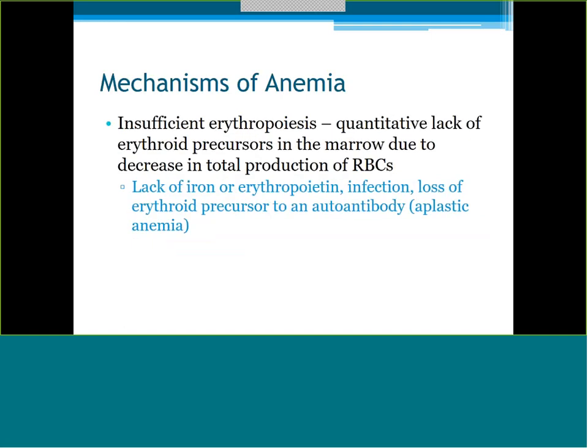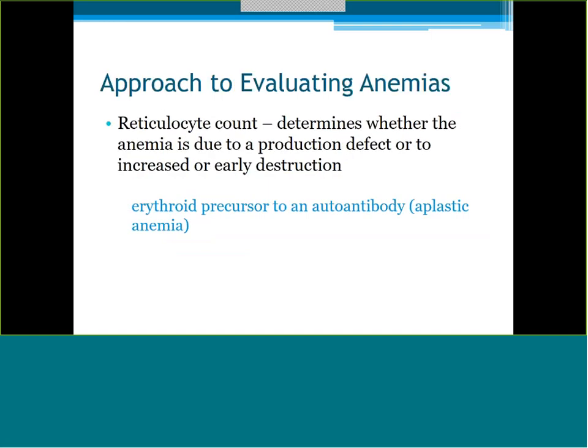In insufficient erythropoiesis, it's just like it sounds. It's not enough quantity. So there's not enough, it's not sufficient. It's a quantitative lack of red cell precursors in the bone marrow, which leads to a lack of red cells, period. So this would be commonly seen with iron deficiency anemia, aplastic anemia, which is like a bone marrow failure thing. So those are examples there. And we're going to learn all these anemias, so don't worry if you don't quite understand each one.